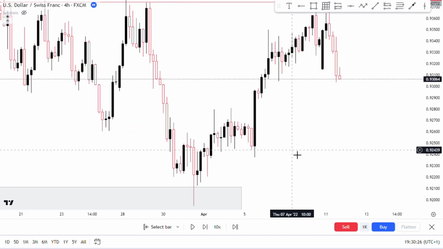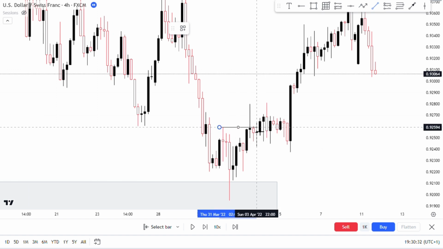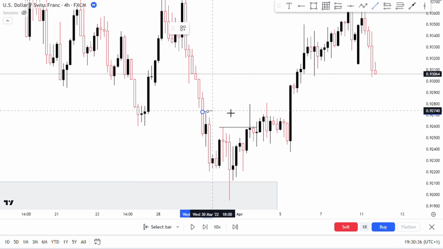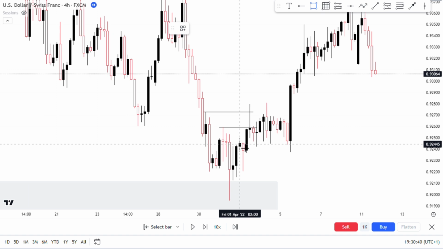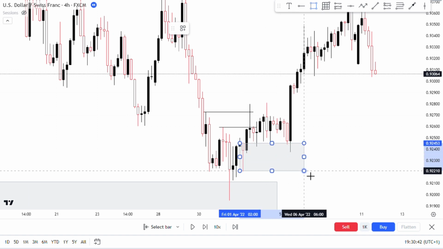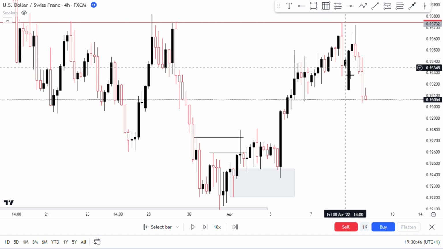On the 4 hour time frame right here, you can see that price ends up breaking this particular high, this particular high here, and also this particular high. So making this particular order block a real order block. So we have a real order block here. You can see that price ends up respecting this particular order block and then goes in a bullish direction.